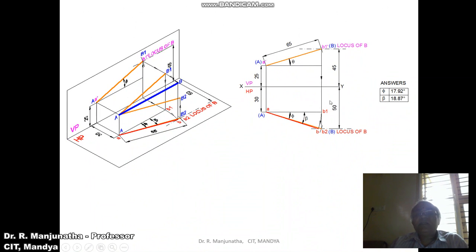Here we are trying to find out the apparent inclination in top view. To do that, we have to take the front view. When you take the front view line, which is in true length, you rotate it such that B1 is in front of VP by 50 mm. But initially that B1 is in front of VP by 30 mm. So B1 is rotated till it touches the locus of B in the top view, which is about 50 mm from the vertical plane. Then you mark this point as AB1.